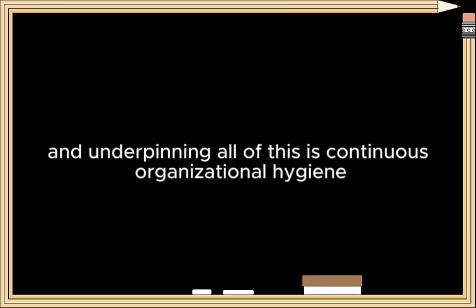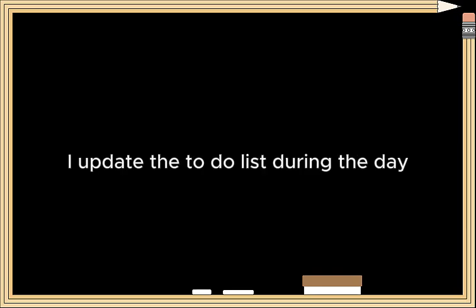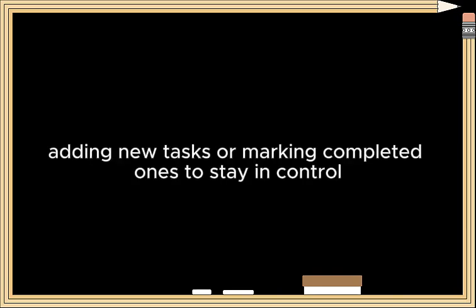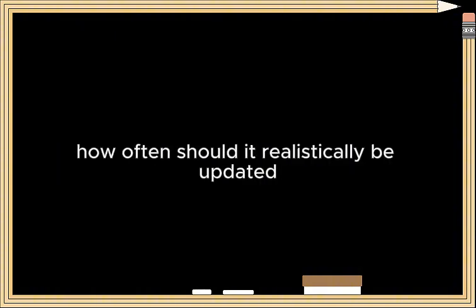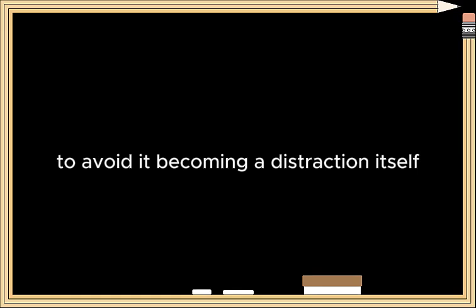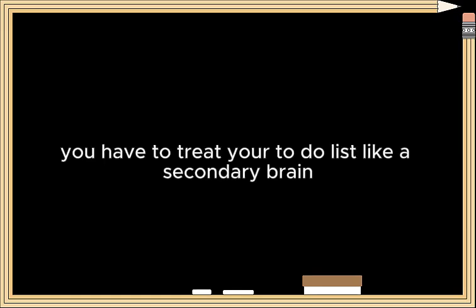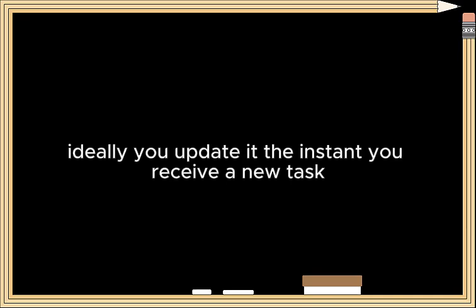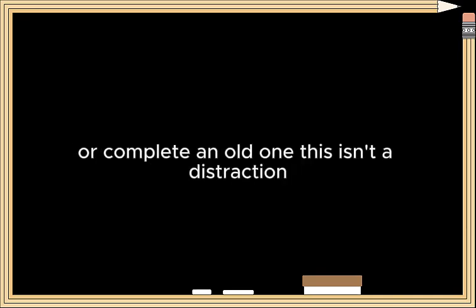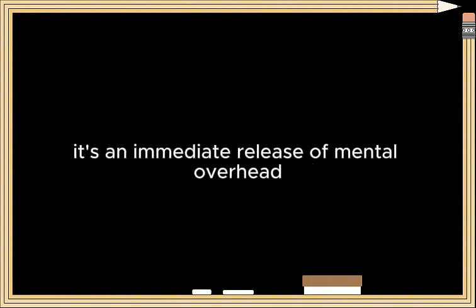And underpinning all of this is continuous organizational hygiene. I update the to-do list during the day, adding new tasks or marking completed ones to stay in control. If this is a living document, how often should it realistically be updated to avoid it becoming a distraction itself? You have to treat your to-do list like a secondary brain, an external memory system that you fully 100% trust. Ideally, you update it the instant you receive a new task or complete an old one. This isn't a distraction, it's an immediate release of mental overhead.